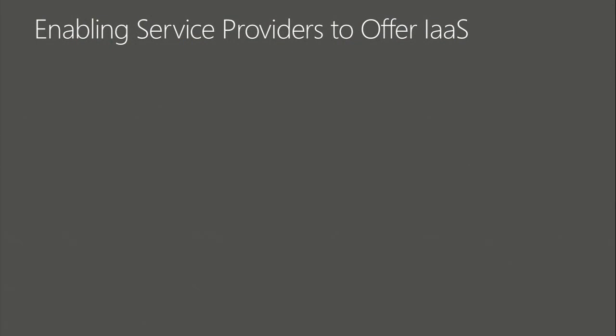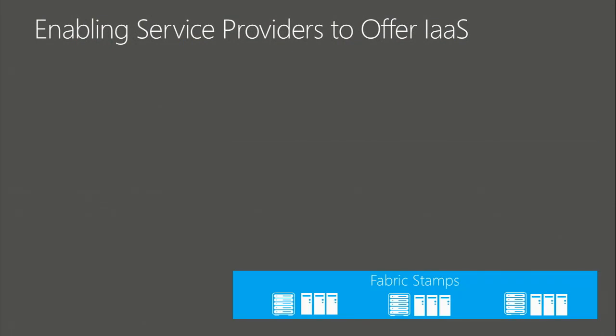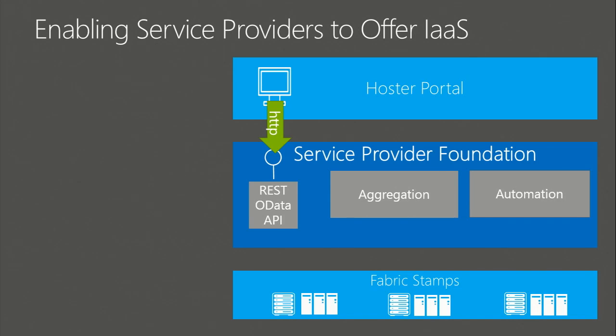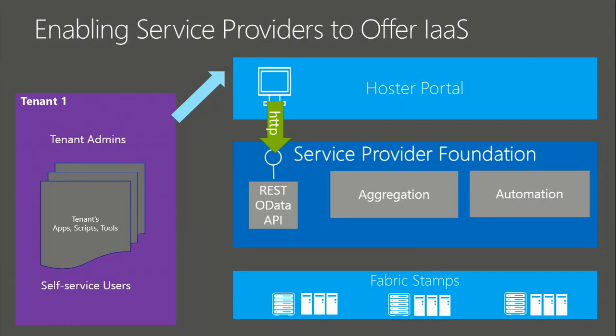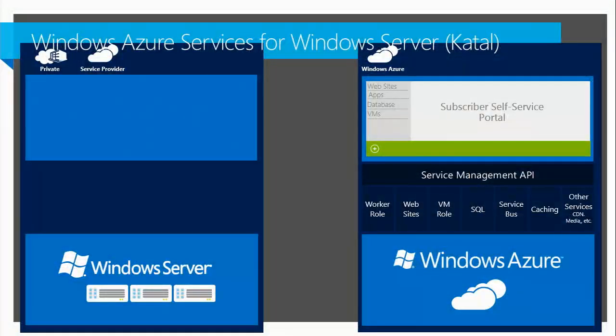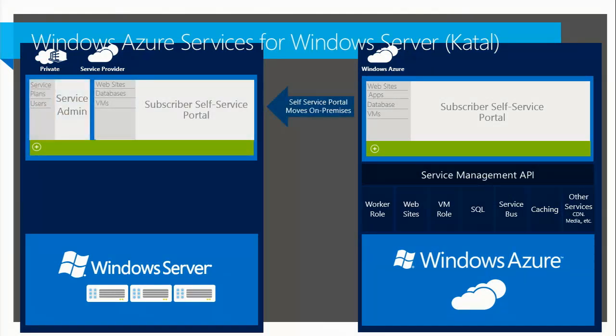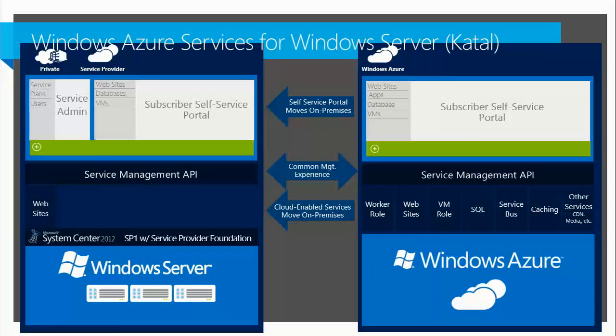There's also another way to look at it. You have the fabric stems, and on top of that, you have SPF. On top of that, you have the hoster portal, which is essentially the Catal. Tenant admins can then access the portal through the SPF layer to the fabric stems. And this is another view of the Catal. The experience we want to bring to our customers is a very consistent experience with what we're providing through Windows Azure, leveraging the same set of services in a Windows Server-based private cloud environment.